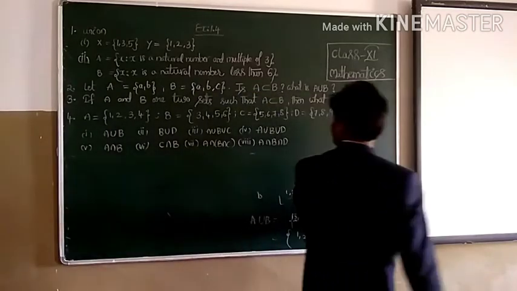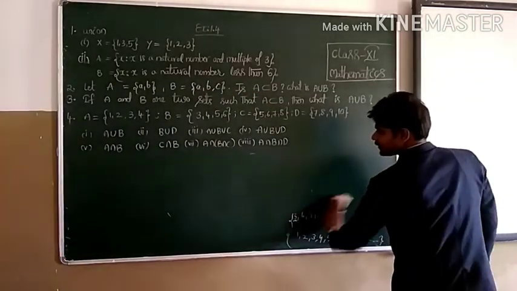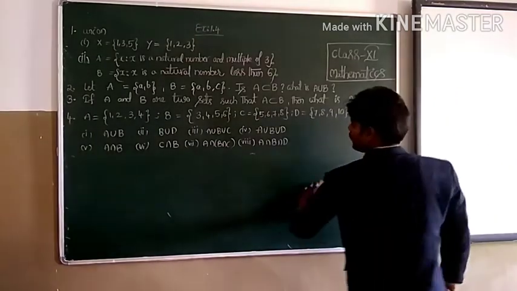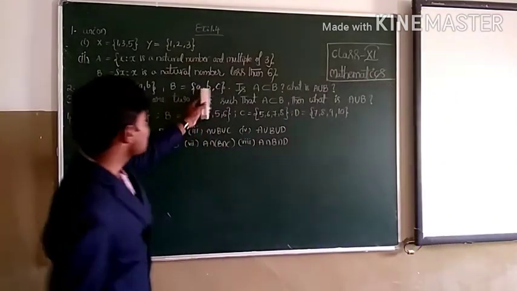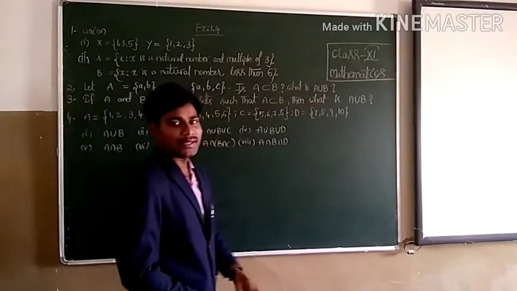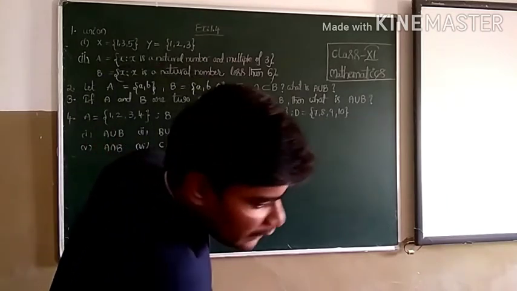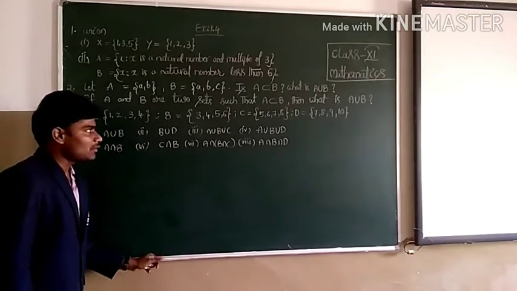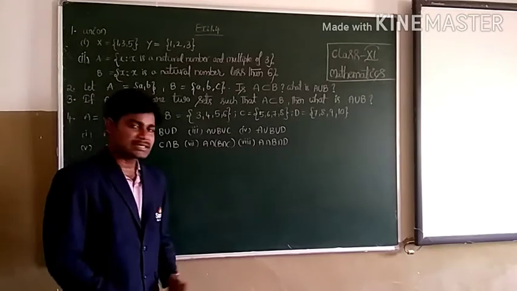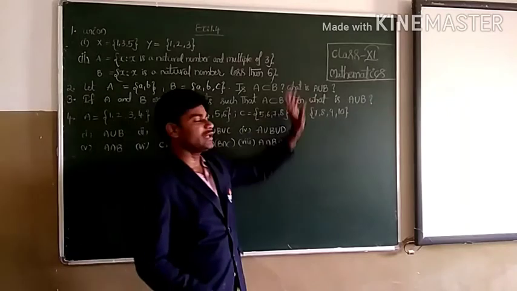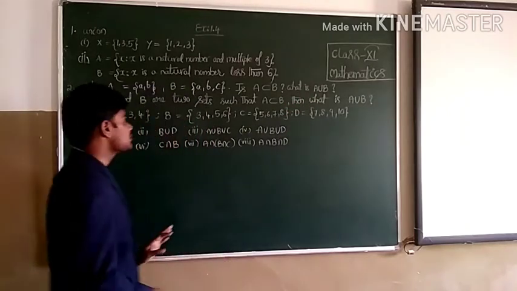Now let's see the second problem in exercise 4. Here A is equal to {a, b}. B is equal to {a, b, c}. Is A a subset of B, and what is A union B? Two sets are given, and out of these two sets, is A a subset of B or not? That is one question. One more is, what is A union B? We need to find the union of those two sets.